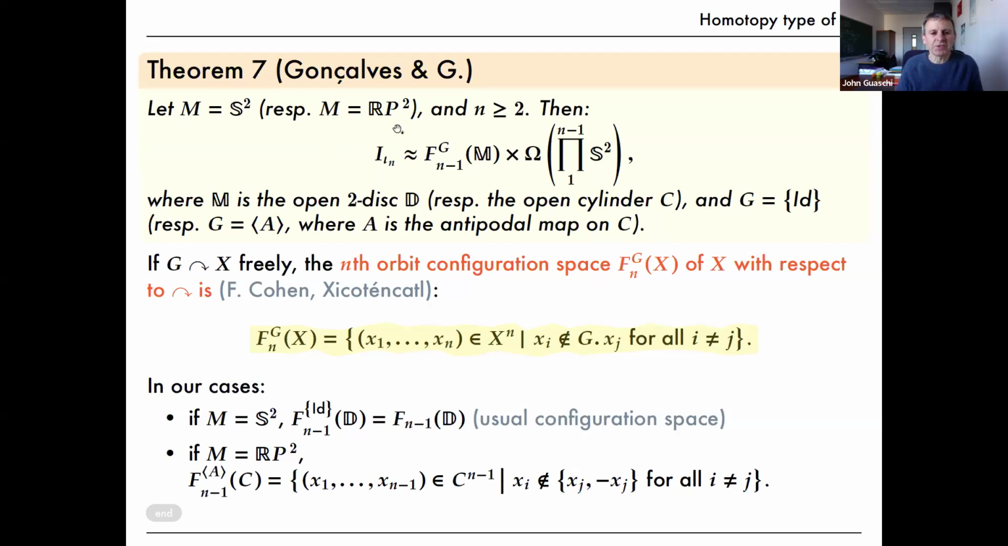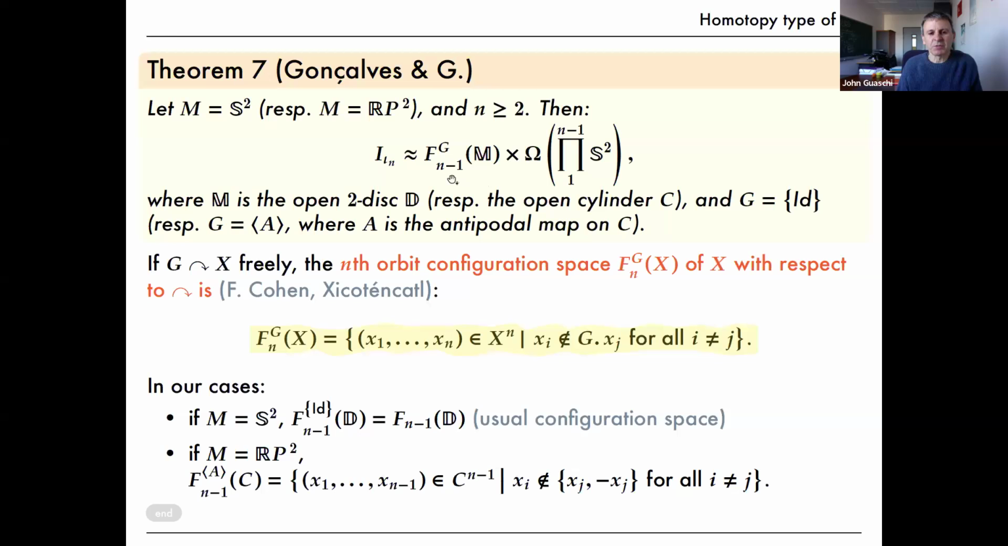If M is the projective plane, then we take this bold M to be the open cylinder, which we call C. You should view the open cylinder as the 2-sphere with two antipodal points removed. This is how we view it in our situation. And in this case, we take G to be the group of order 2, which is generated by the antipodal map on C.